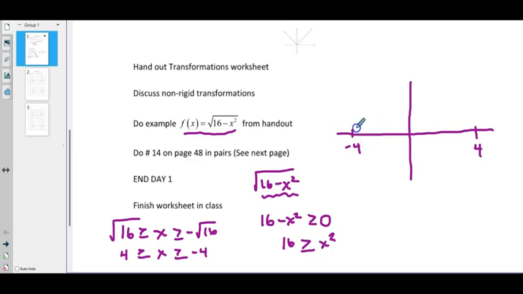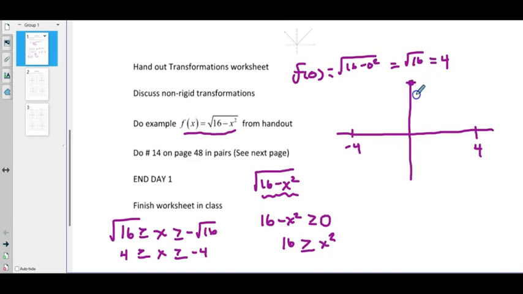Now, if we were to graph this, again, you can pick out points. If I chose x as 0, what happens at f of 0 here? If we choose 0, well, we'll have the square root of 16 minus 0 squared, or the square root of 16, which is 4. So when I choose 0, my output is a 4.